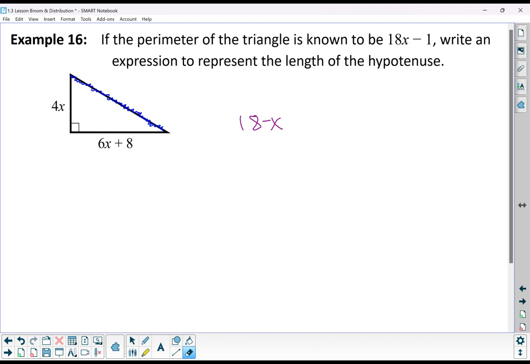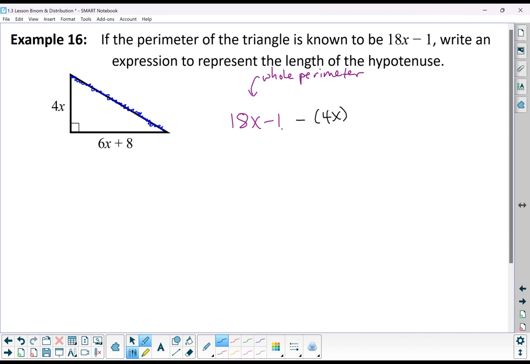Whoa, I did not write 18x minus 1. Let's try that again. 18x minus 1. This is the whole perimeter. So if I subtract the sides that I can see, it should leave me with that hypotenuse. So I'm going to subtract the 4x and subtract the 6x plus 8.